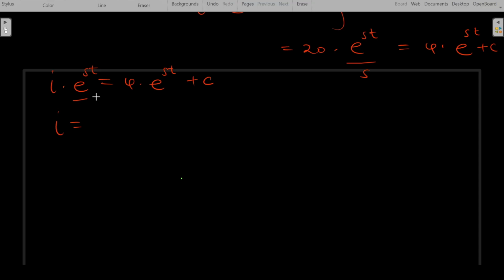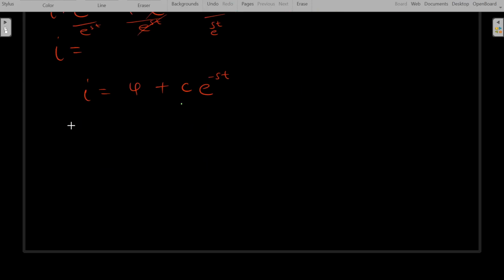So we'll divide by e raised to 5t, divide this by e raised to 5t. If I divide that, I should get 4 plus c multiplied by e raised to negative 5t. Okay, so this is our general solution. In this general solution, we should include the initial condition.